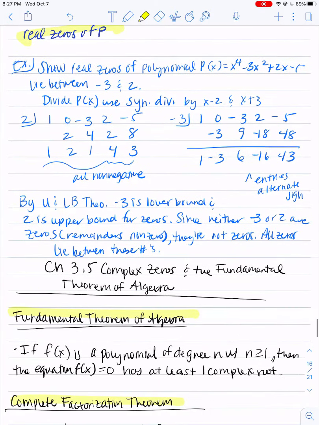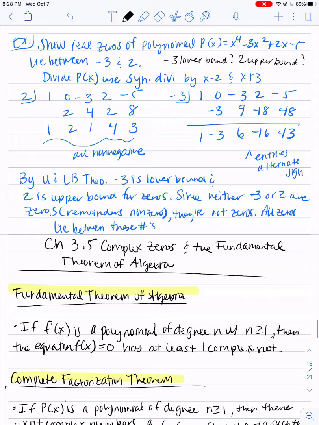So here we have an example. We're going to show that the real zeros of the polynomial P of x equals x to the fourth minus 3x squared plus 2x minus 5 are between negative 3 and 2. So we would be essentially testing that negative 3 is our lower bound and then 2 is our upper bound. Okay, so we'll divide P of x using synthetic division by x minus 2 and x plus 3 essentially, because our C is negative 3 and our C is 2.